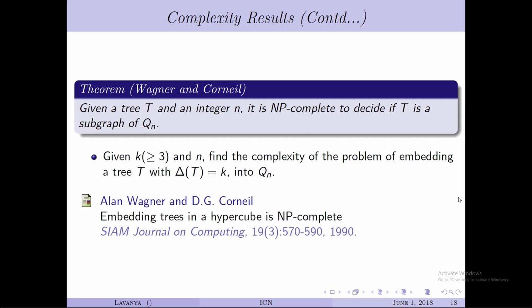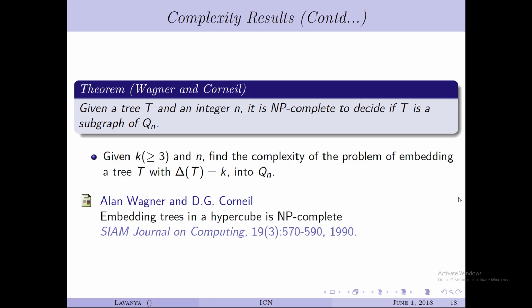Again comes Wagner and Cornell, they are again there to always put us down. Given a tree T and an integer n, it is NP complete to decide if T is a subgraph of Qn. Given n and the tree T, to decide whether this tree is a subgraph of Qn, it is NP complete again. Okay. So, again they take all the credit, and they have shown this for k greater than or equal to 3 and n, to find the complexity of the problem of embedding a tree with maximum degree k into Qn.